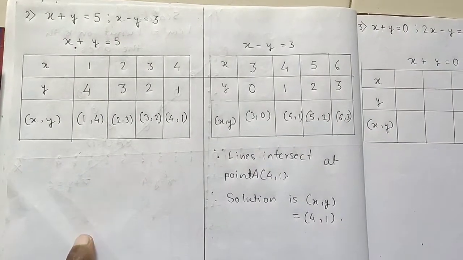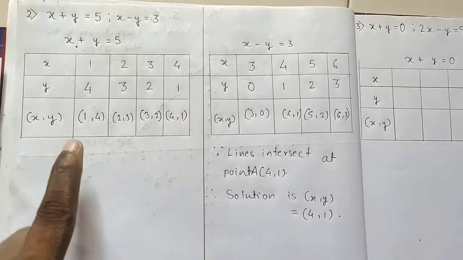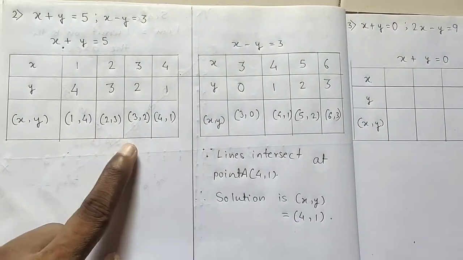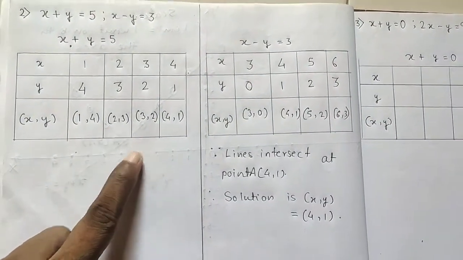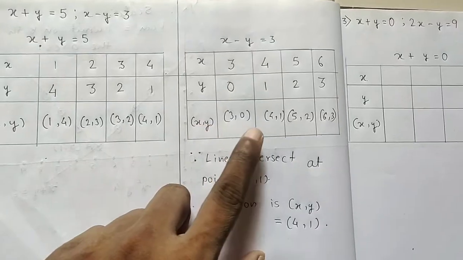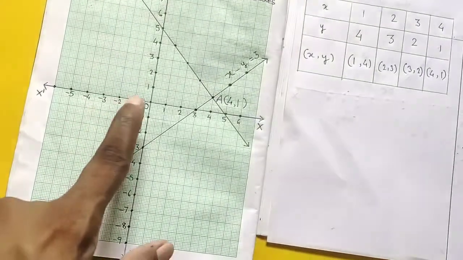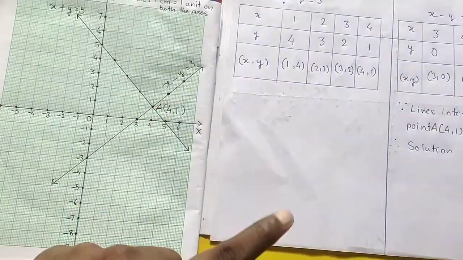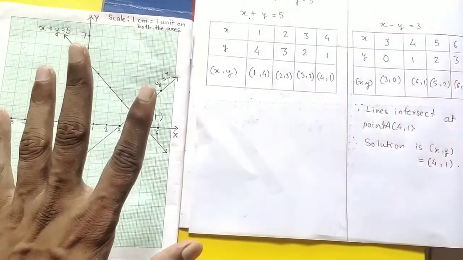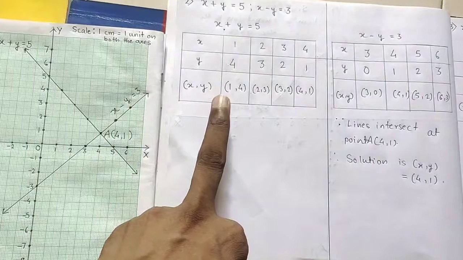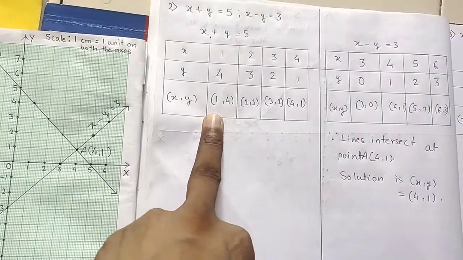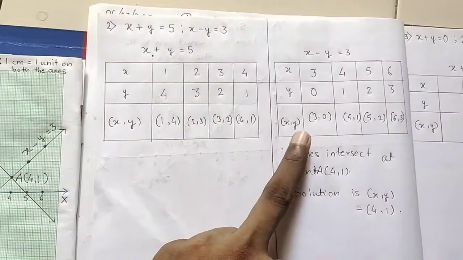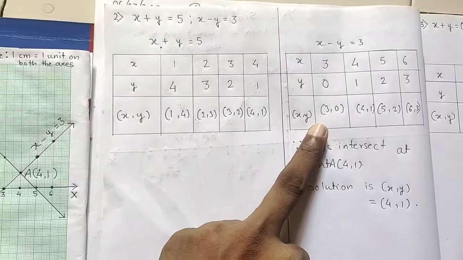You can see the solution. Let me revise. First, you will make the table and take 4 values. Similarly for the second equation also. Then plot those two lines, and then find the intersection point, and that is your solution. So these 4 steps are there. First step is to find the points for the first line. Second step is to find the points for the second line.